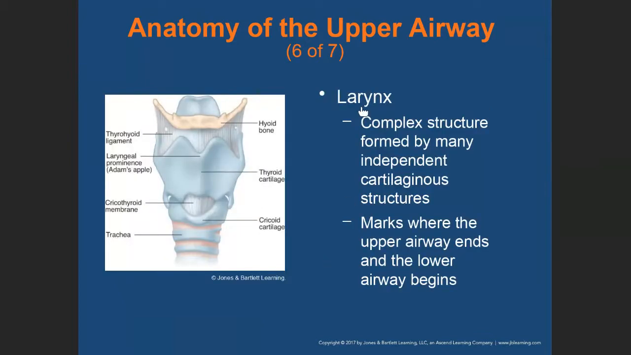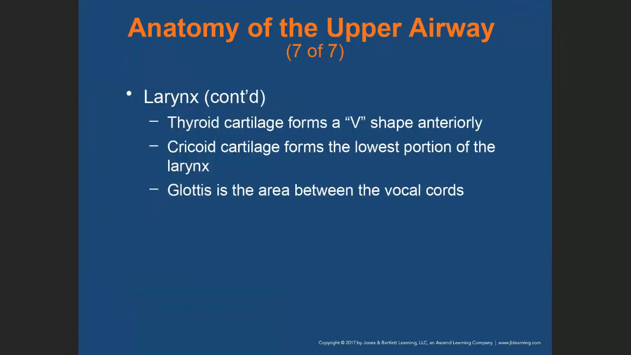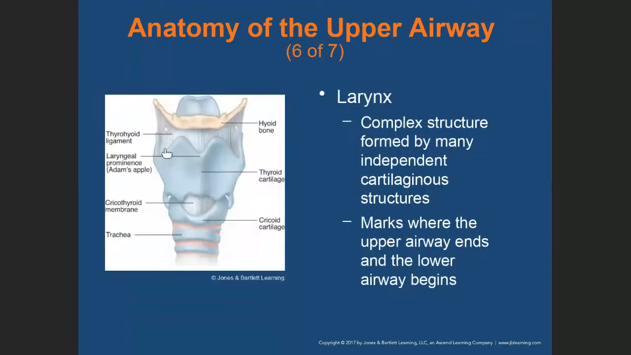The larynx is a complex structure formed by many independent cartilaginous structures. It marks where the upper airway ends and the lower airway begins. And within the larynx, you have some important cartilages that you need to be familiar with.